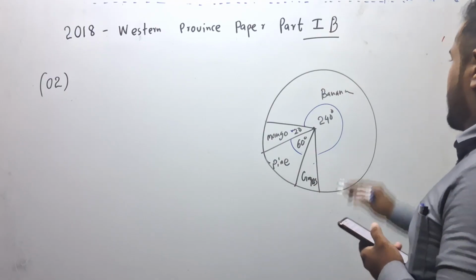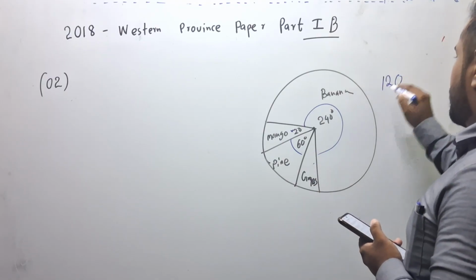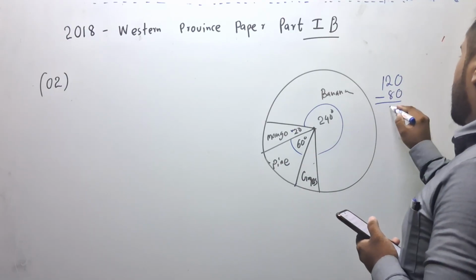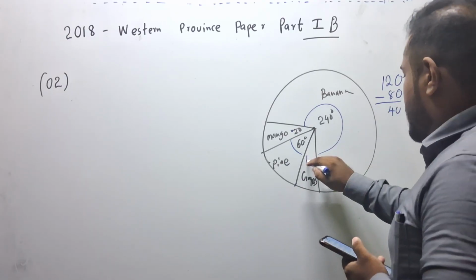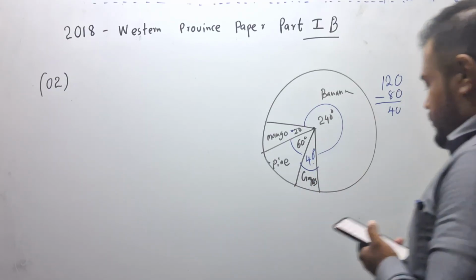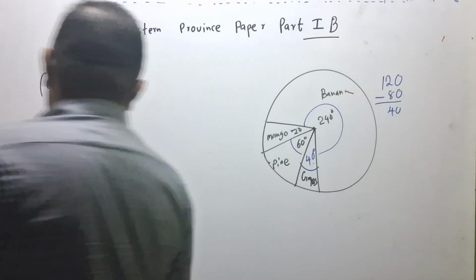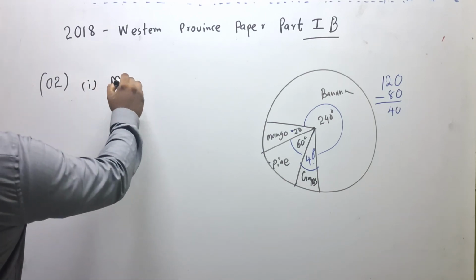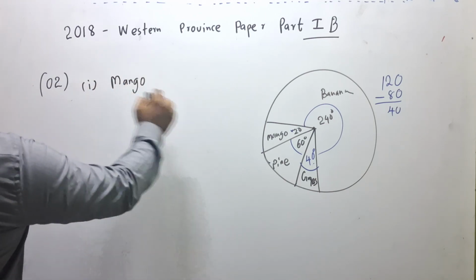So how to find the grapes angle? 120 minus 60 plus 20, which is 80, gives you 40. So the angle for grapes is 40 degrees. So what is the least cultivated fruit type? Mango, because it has only 20 degrees.